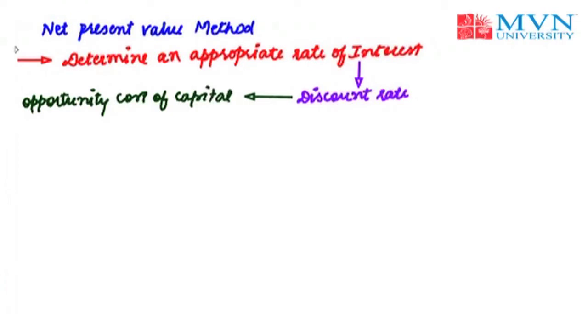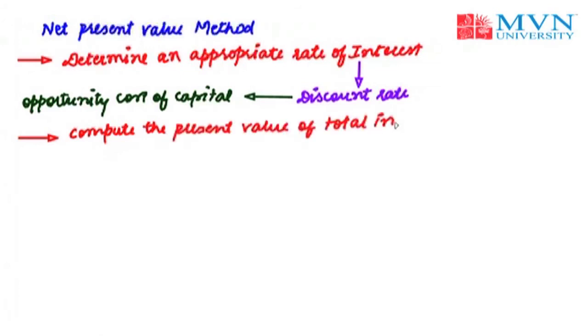So after deciding the appropriate rate of interest or the cutoff rate, we need to compute the present value of total investment outlays. But if the total investment is to be made in the initial year, then the present value shall be the same as the cost of investment. In simple words, since the investment outlay occurs in the current year, there is no need to discount the total investment outlay as it will remain the same.